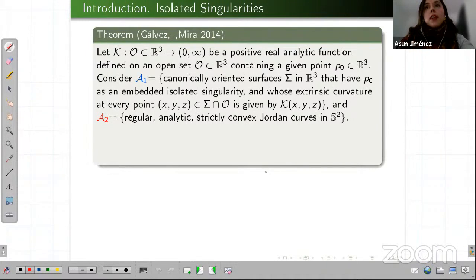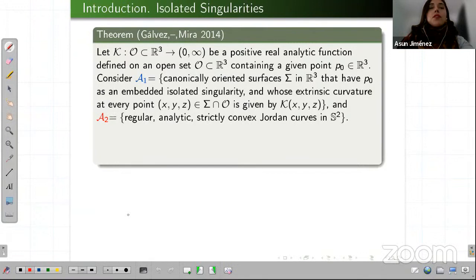So what is the kind of result? What type of classification do we expect to obtain when we are dealing with elliptic linear Weingarten surfaces? So let me put here an inspiration result. This is a result from a few years ago with Jose Antonio Galvez and Pablo Mira.